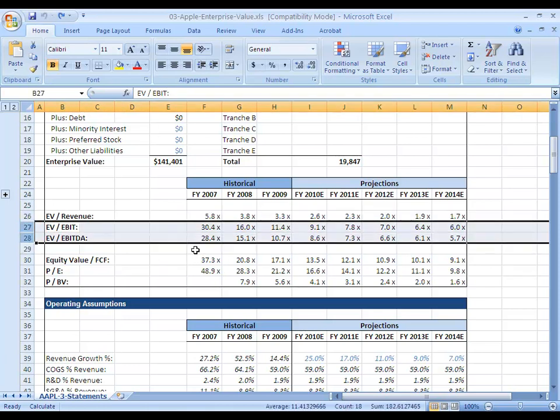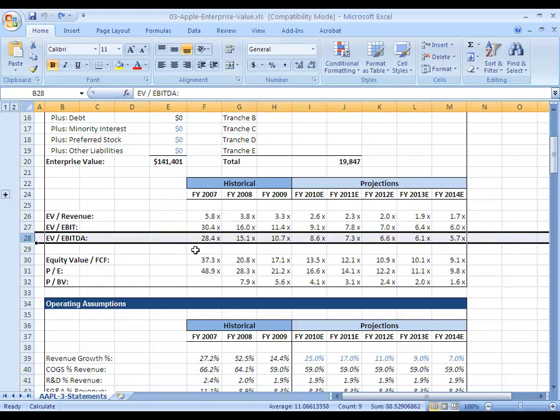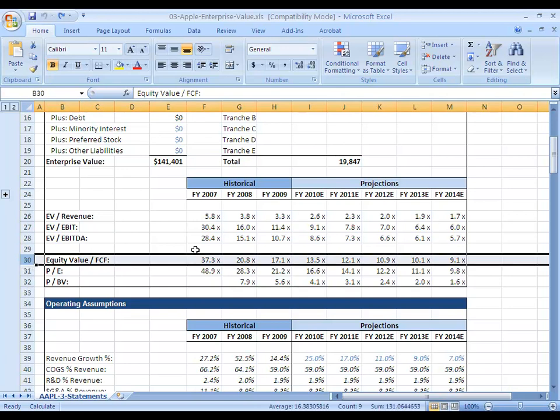EBIT is more appropriate for capex intensive or depreciation intensive industries where it's actually important. EBITDA you use in industries like internet, healthcare, for example, where there may be some depreciation, but it's not as important as it is for asset intensive industries. Anything in services, for example, would also use EBITDA. Free cash flow you use when capex is important and you want to take it into account, or when you have large changes in working capital or deferred revenue, for example.